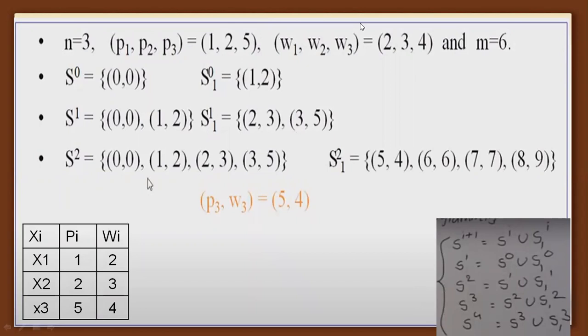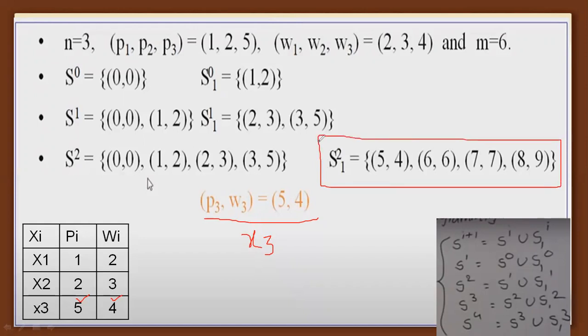Next, the next item we need to place is the third item, x3. If I want to place the item x3, it has profit 5 and weight 4, as given in the graph. Now S^0 is computed, S^0_1 value computed, S^1 value computed, S^1_1 value computed, S^2 value computed. Now the new one is how to compute the value of S^3.